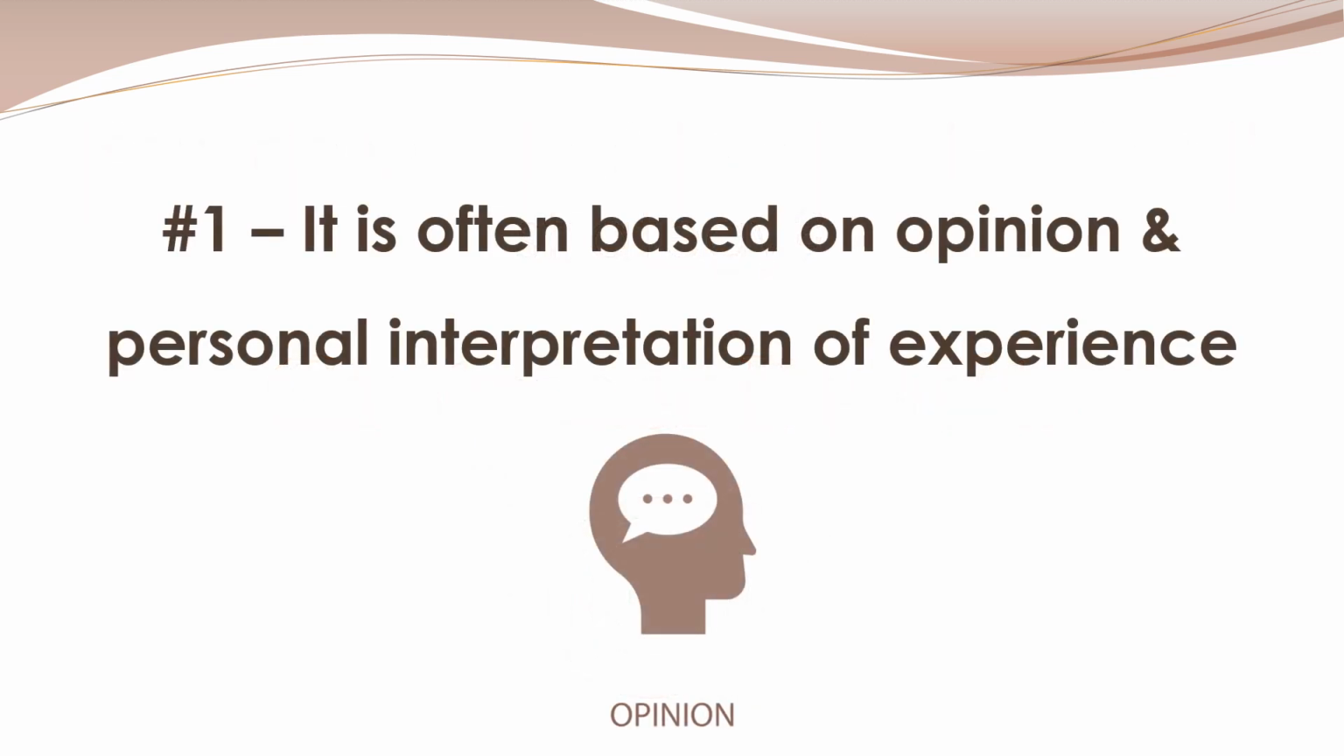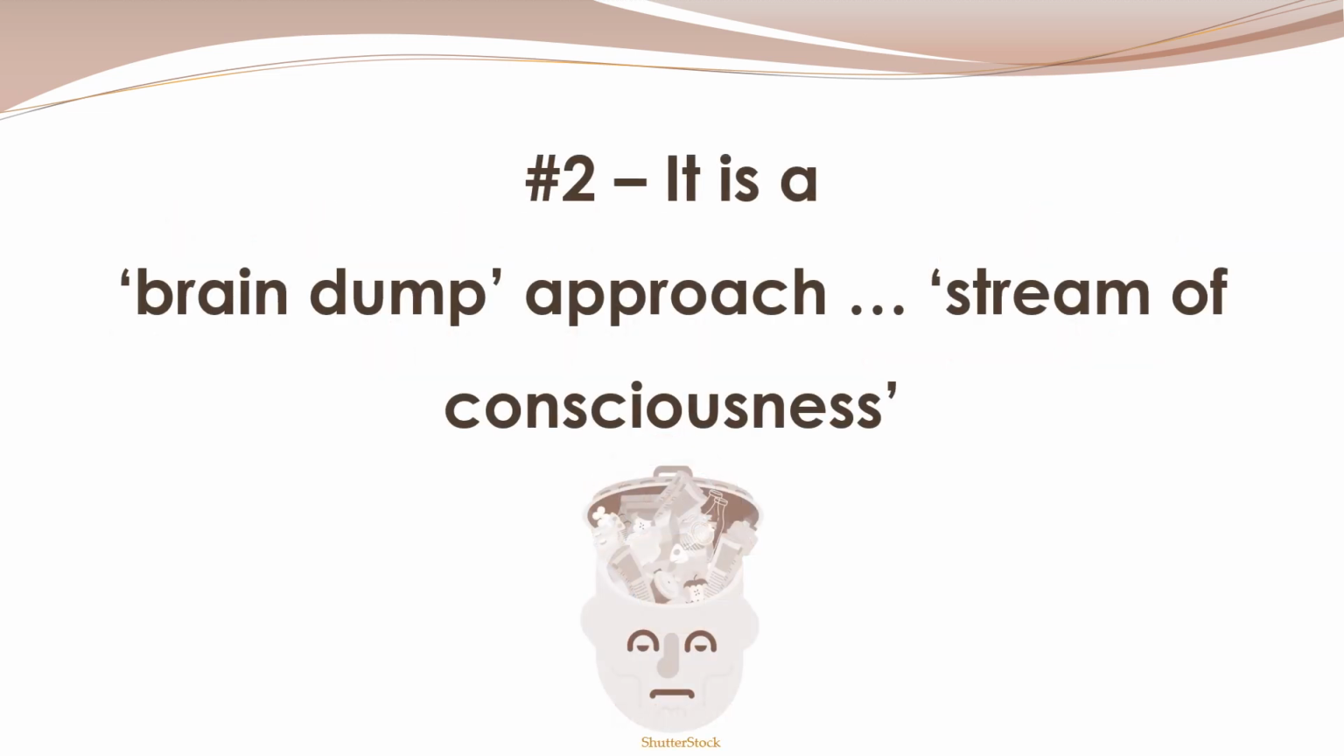So what are the big five? The first reason that A to Z doesn't really work is because it's often based on the opinion of the person developing it and their personal interpretation of that experience. It actually is a form of brain dump. You can even call it a stream of consciousness: what you think or what you believe, you just put out in the order that is logical to you.